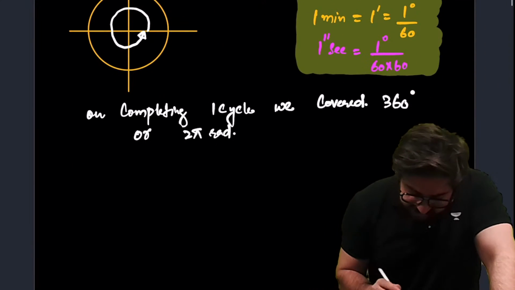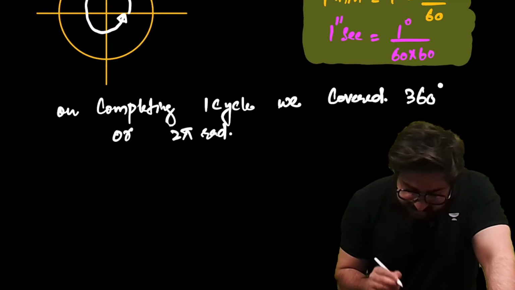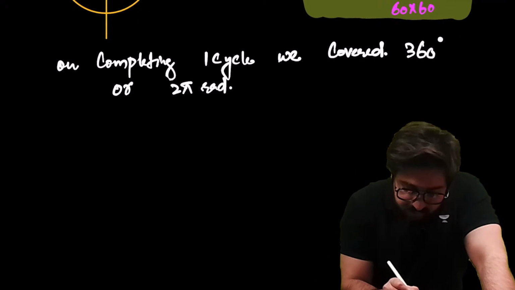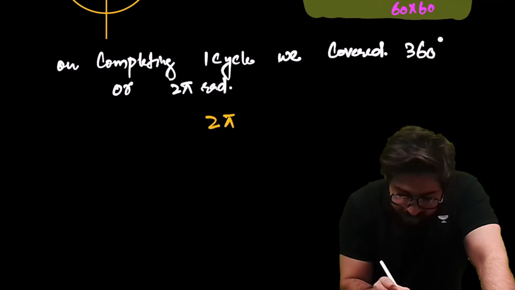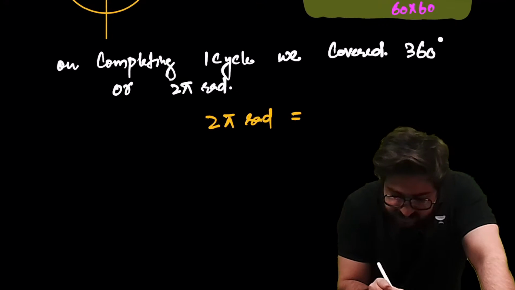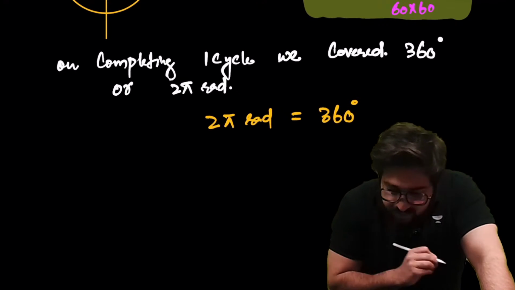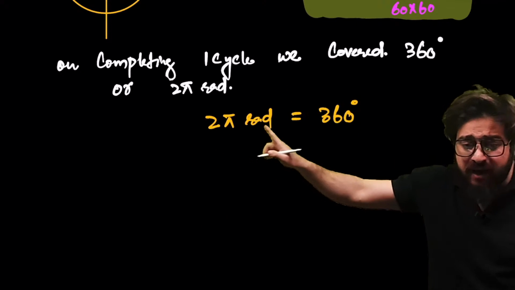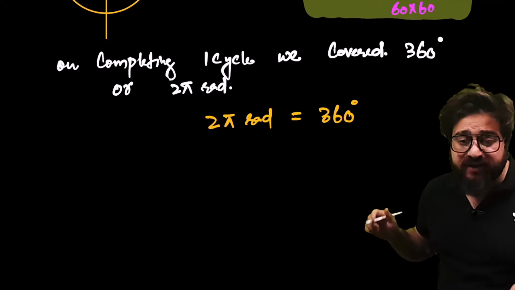Now listen to me very carefully, my dear friends. I can clearly say in this particular case, 2 pi radians is equal to 360 degrees. Either you say 2 pi radians or you say 360 degrees, both are one and the same thing.